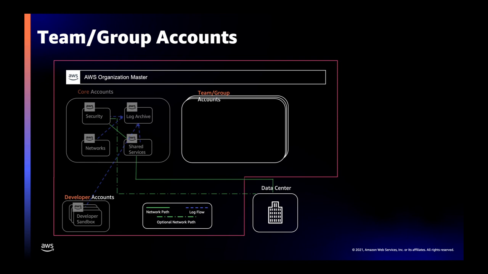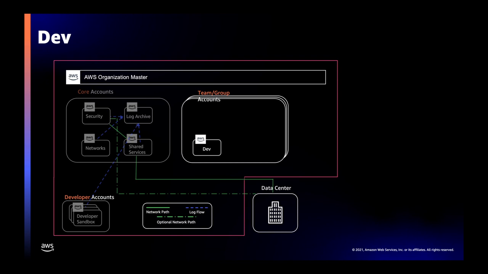Then we have team or group accounts. So this is where applications will actually be deployed. The number of accounts would depend on the organization's requirements around level of isolation. That may depend on security or their own compliance requirements. They would typically match the stage of the software development lifecycle. So for instance, to start with, you may have a developer account.